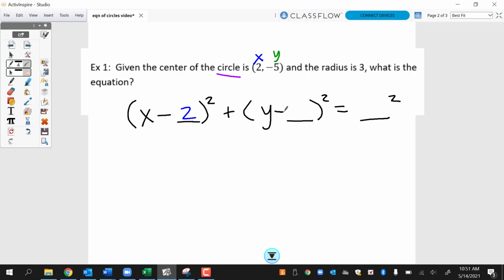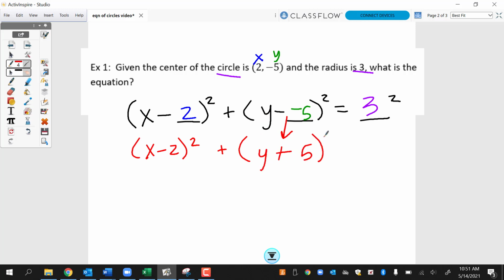There was a negative in the equation. Now when I plug in a negative, I've got to make sure it's going to be minus negative 5. And then my radius goes over here last. What was the radius? It was 3. At this step, you got to double check: are there any double negatives that I need to change into a positive? The x is good, so we leave the x alone. That's just going to be x minus 2 squared plus. Is there a double negative here? Yes, minus negative. That's going to turn into a plus sign. So now this is y plus 5 squared.